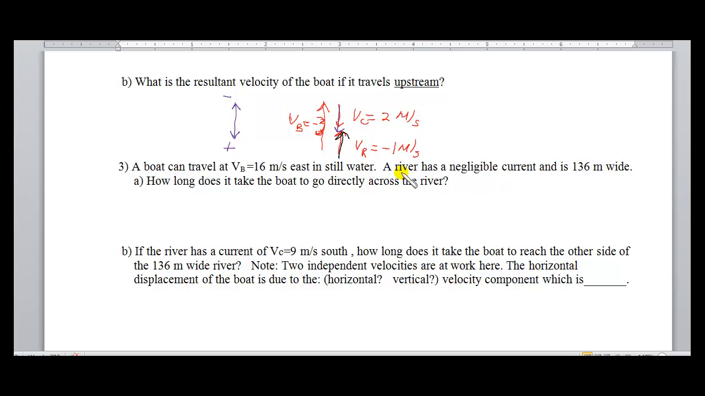Suppose we have a boat that can travel at a velocity of 16 meters per second east in still water, that is with no current at all. But in this case, suppose we have a river that actually has no current and is 136 meters wide. So how long does it take the boat to go directly across the river? Okay. In other words, we have a boat going from one bank to the other bank on the river, and there's no current. So how long will it take? Push that pause button and see what you come up with.